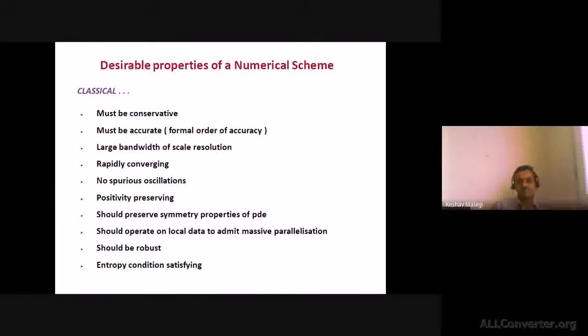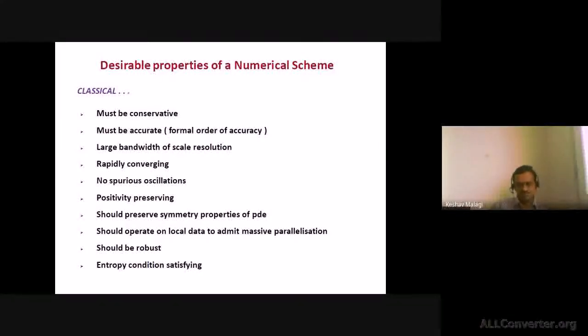Okay. And then because these codes have to be run on large machines, the data on which the numerical scheme depends should be very local, that is, very immediate neighbors. If you want to do an approximation at a given point, it should depend on very immediate neighbors, so that there is very little communication between the processes.